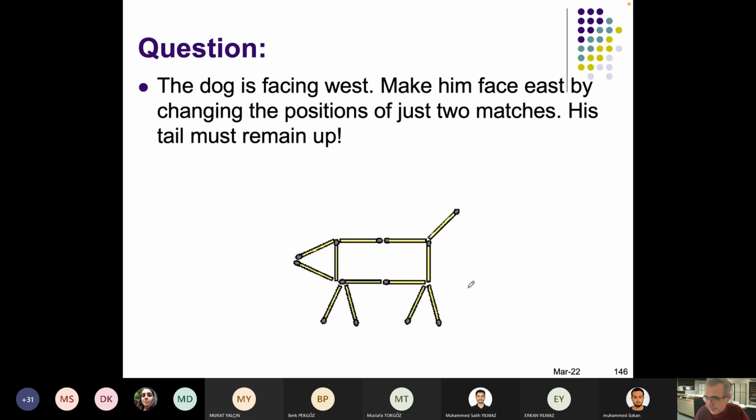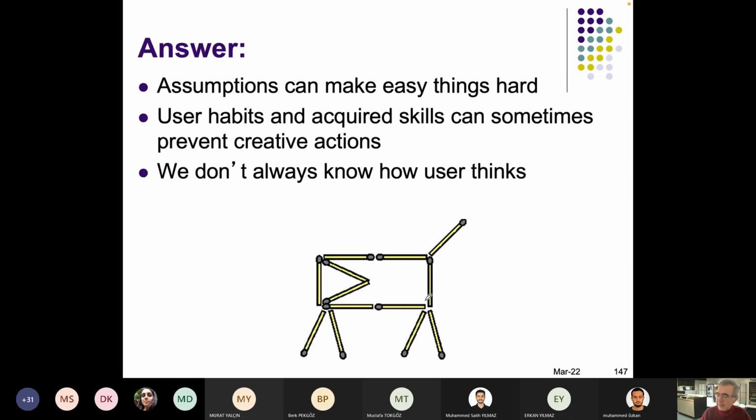A question. The dog is facing west. Make him face east by changing the positions of just 2 matches. The answer is not moving these here and moving the tails here, so that doesn't work. The answer is this.